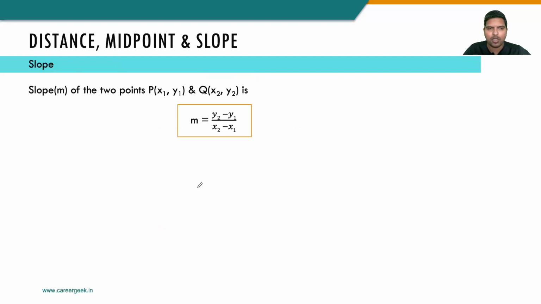So most of you would be knowing this already. And slope is denoted by small m of 2 points is difference in y coordinates upon difference in x coordinate, or you can say change in y upon change in x coordinates. So remember, to find slope or midpoint or distance, you should always be having 2 points. Without 2 points, you can never find any of these three quantities.